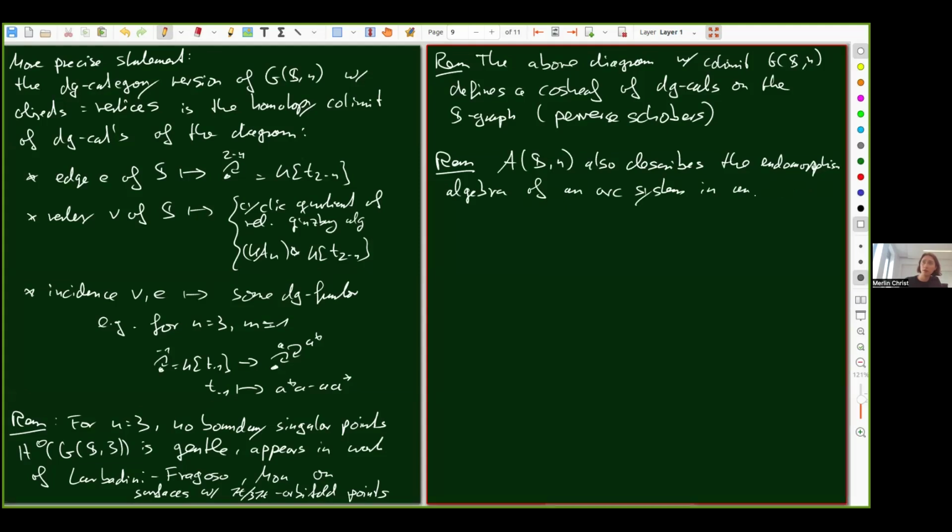The deformation over the formal polynomials. Not Laurent, just normal polynomials. I guess I said Laurent earlier, that was wrong. Of the topological Fukaya category. So that's a different way to connect it with the topological Fukaya category of a marked surface.